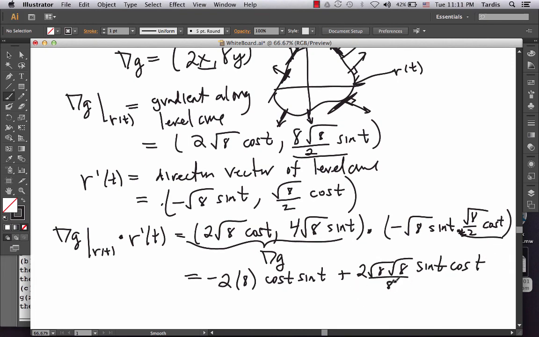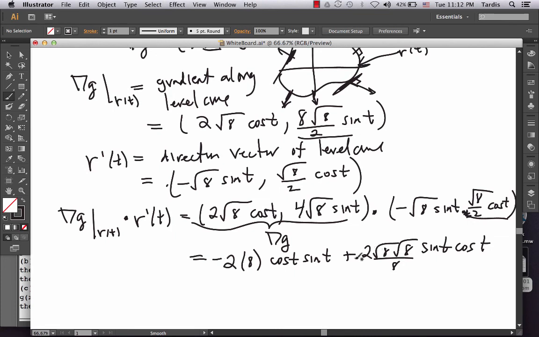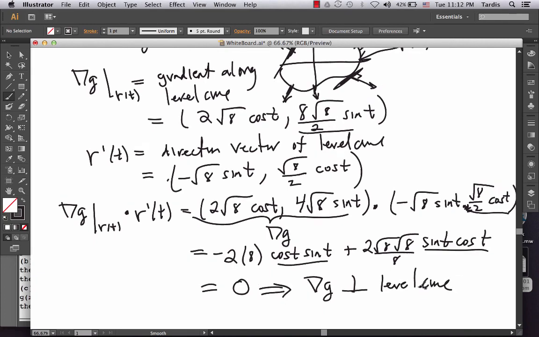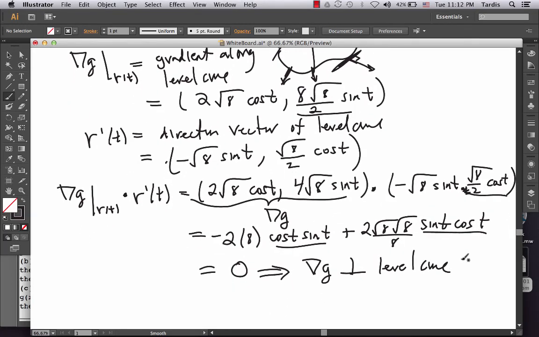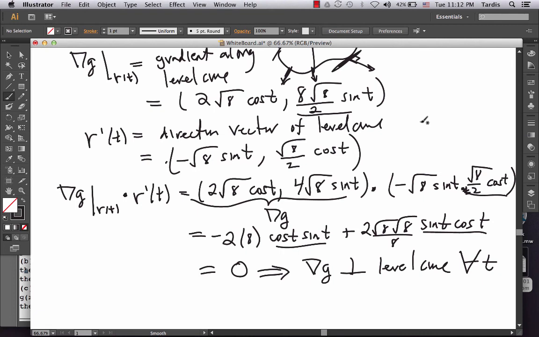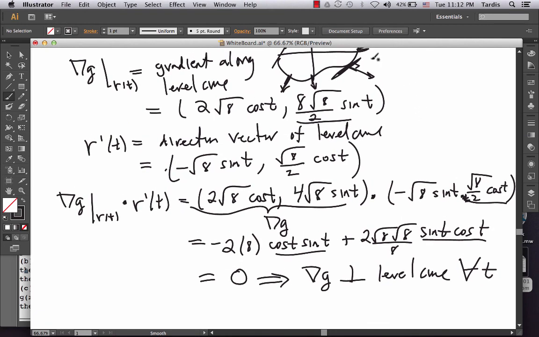Square root of 8 times square root of 8 is 8, and they have opposing signs, and they have a sine and a cosine, so these are the same value and you get 0, which implies that the gradient is perpendicular to the level curve. And this is for all values of t. And you were supposed to create a plot which showed some contours and maybe showed your gradient. I'll leave you to look at the Mathematica solutions for that problem.